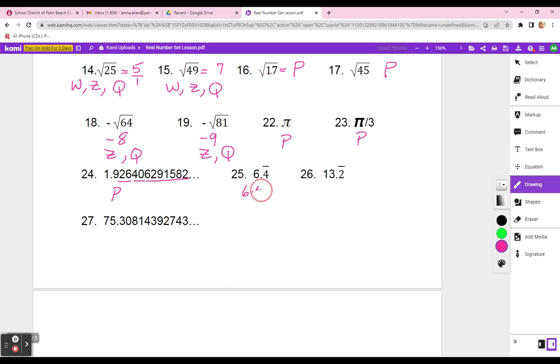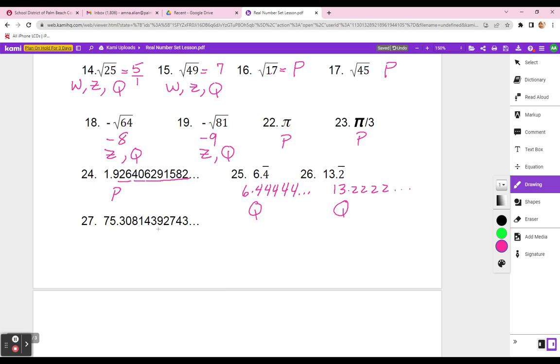This is a repeating decimal. This means 6, 4.444444, and it goes on and on and on forever. This is called a repeating decimal. All repeating decimals are rational. This is also a repeating decimal. This 13.2222. Okay, it goes on and on and on the same way. This is a rational number, so all repeating decimals are rational.